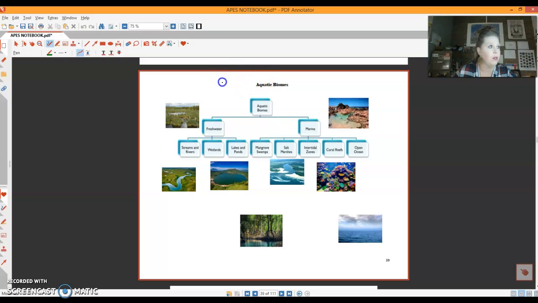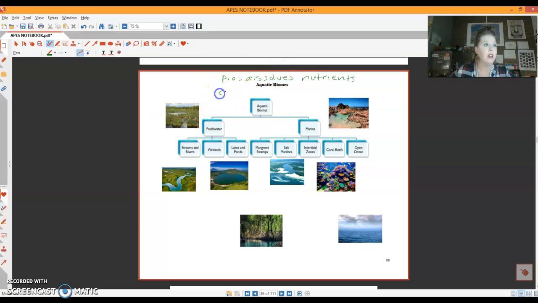So a pro is that it dissolves nutrients. And this is great because we know that the plants that live in aquatic ecosystems and some of the smaller fish heavily depend on those nutrients and sediments for survival.